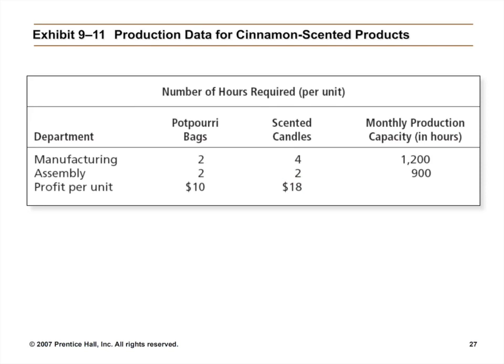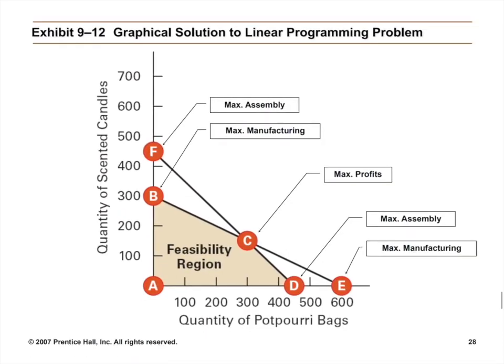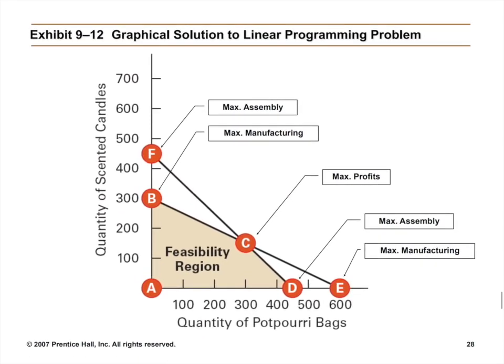So that is the problem. How many bags and how many candles should we produce to get the maximum profit, because we have this capacity? That is the problem in linear programming. And in linear programming we use the graphical solution, the graphical solution to a linear programming problem.